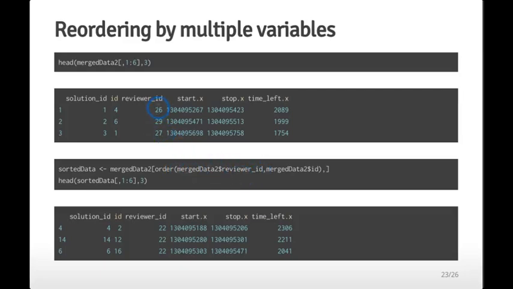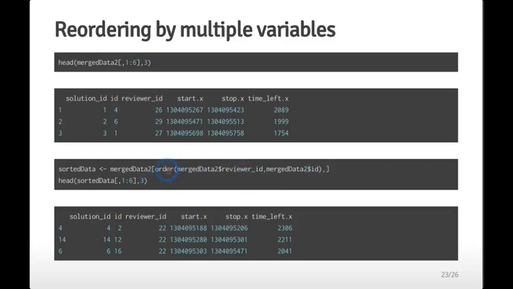And then it says, okay, within each reviewer ID, let's go through and put the ID variable in order within that reviewer ID. The reason it does it within reviewer ID is because the second element that we passed is the ID variable, whereas the first element we passed is the reviewer ID.